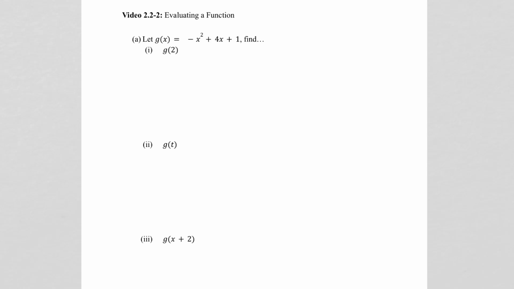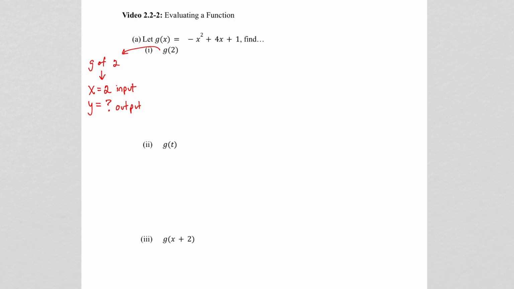In this video, we're going to look at function notation and evaluating a function. In this example, it says, let g of x equal negative x squared plus 4x plus 1. Find g of 2. That is pronounced g of 2. And what that means is that the x value is equal to 2, and they want us to find the y value. Now, the x value is equal to 2 means that the input is 2. We're looking for what the output is.